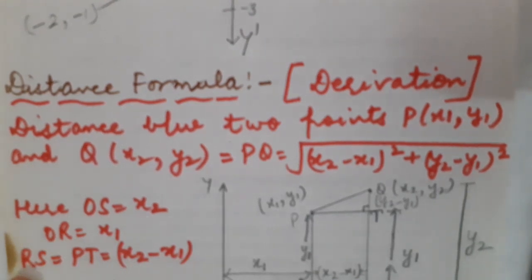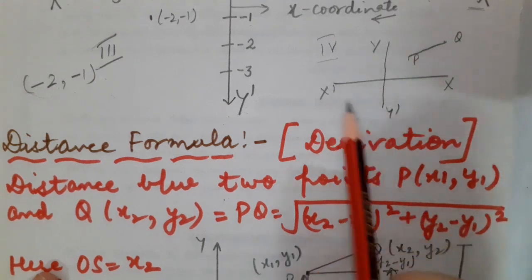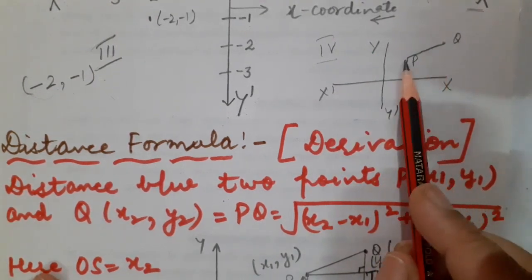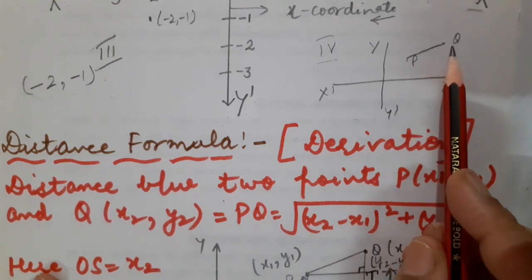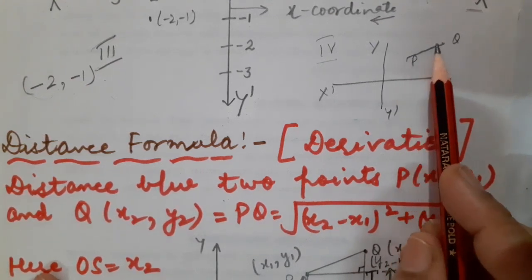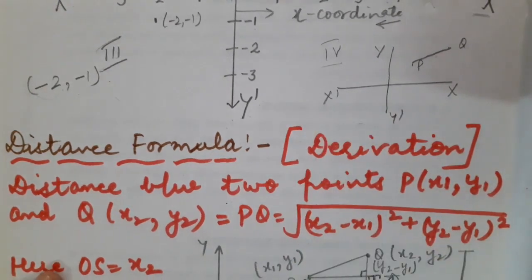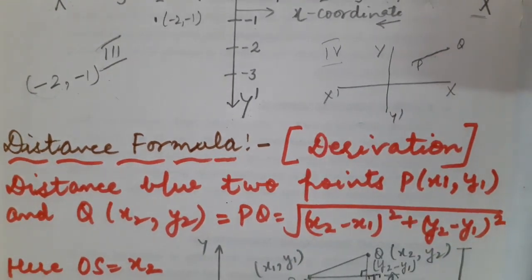Fine students? Children, just look at this small Cartesian plane. Here I have plotted 2 points whose coordinates basically I do not know. That is P as well as Q. So I have to calculate the distance between P and Q. Fine. So through this derivation we will come to know how can we calculate the distance between 2 points which are plotted on the Cartesian plane.